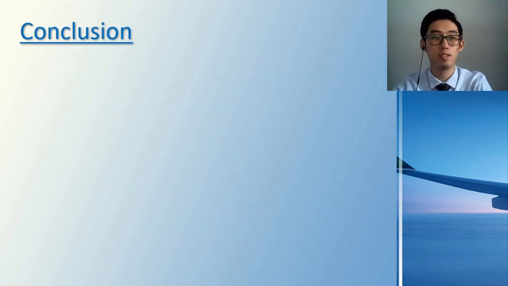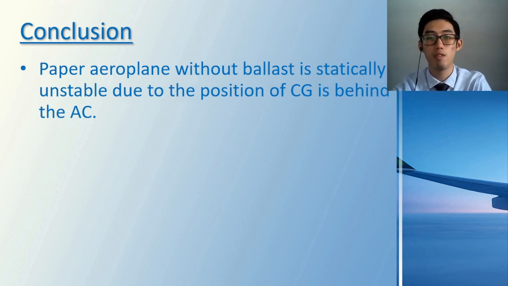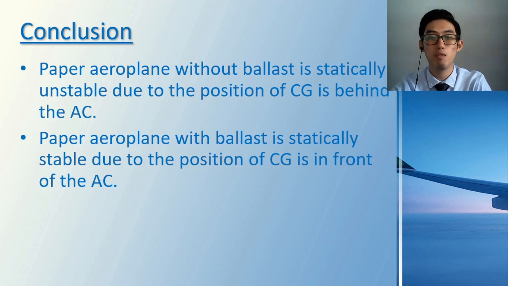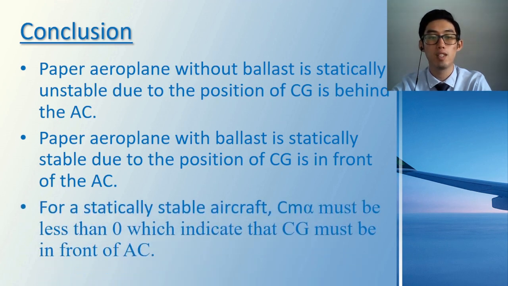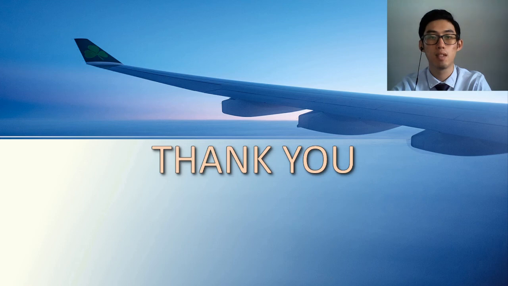In conclusion, the paper aeroplane without ballast is statically unstable because the position of the CG point is behind the AC point. The paper aeroplane with ballast is statically stable because the position of the CG point is in front of the AC point. For a statically stable aircraft, Cm alpha must be less than 0, which indicates that the CG point must be in front of the AC point. That's all from me.